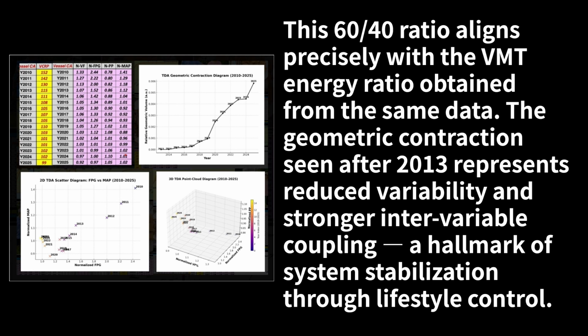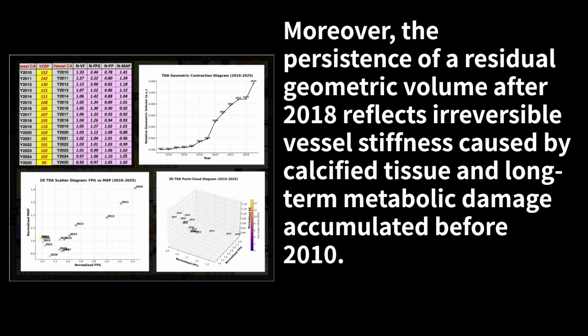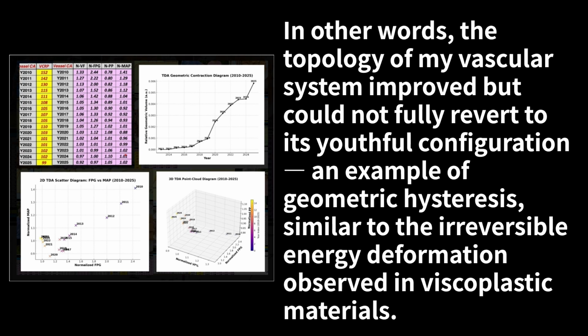This 60-40 ratio aligns precisely with the VMT energy ratio obtained from the same data. The geometric contraction seen after 2013 represents reduced variability and stronger intervariable coupling, a hallmark of system stabilization through lifestyle control. Moreover, the persistence of a residual geometric volume after 2018 reflects irreversible vessel stiffness, caused by calcified tissue and long-term metabolic damage accumulated before 2010. In other words, the topology of my vascular system improved, but could not fully revert to its youthful configuration, an example of geometric hysteresis, similar to the irreversible energy deformation observed in viscoplastic materials.